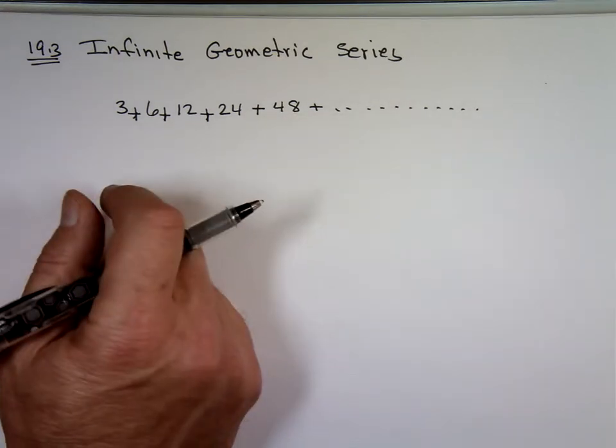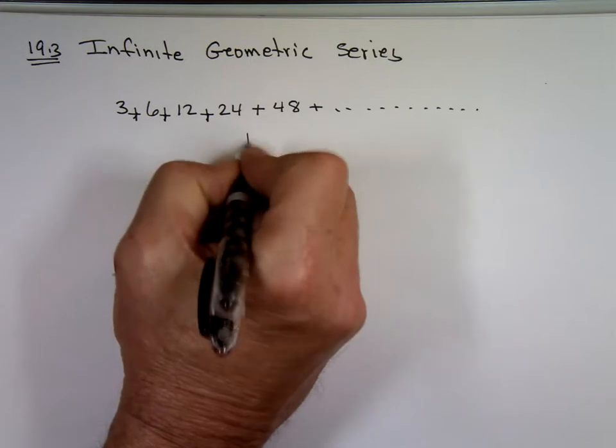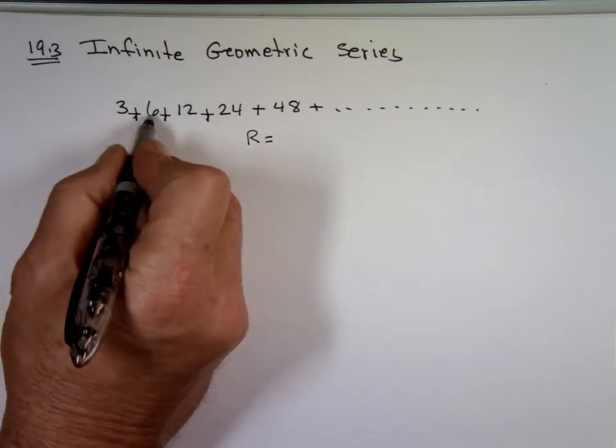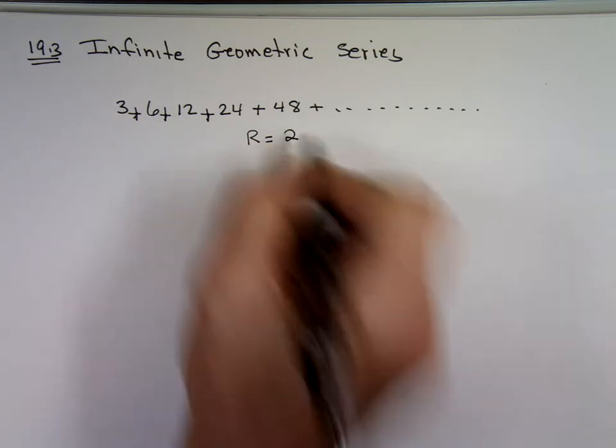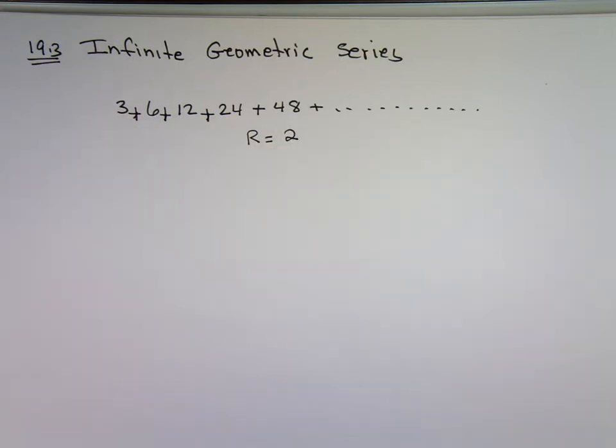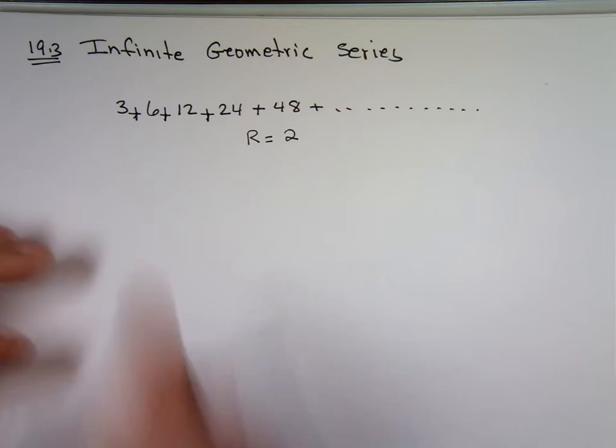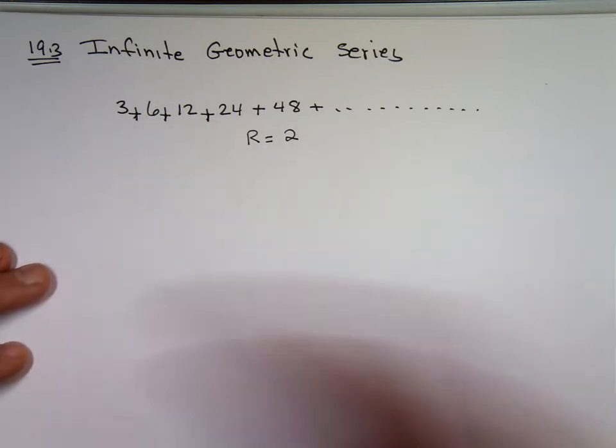What is R for this series? R is going to be what? Isn't that each number is twice the number before it? So you say, well, that's a geometric sequence, basically, except with the plus sign between them. It makes a geometric series there.